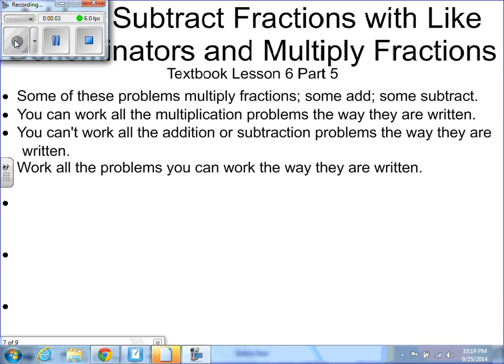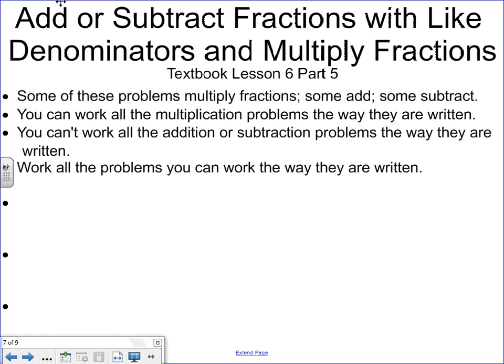Today you are going to finish up your Lesson 6 note packet. Everybody should have their packet now and have it open along with your textbook to Lesson 6 Part 5. If you haven't done that, make sure you go ahead and do that right now.